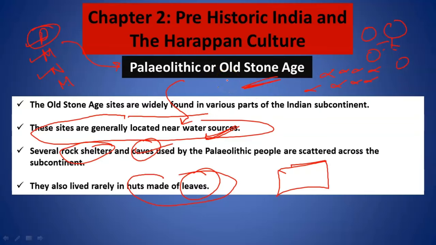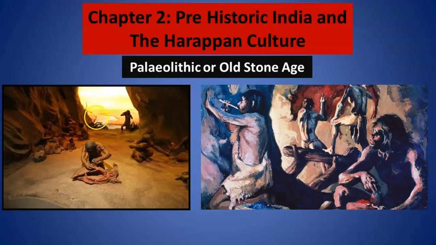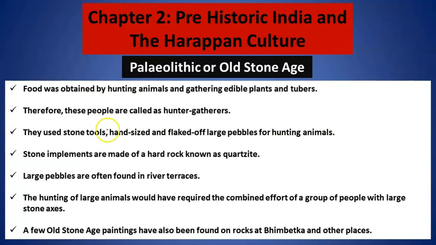I hope you guys are able to imagine. If not, let us have this picture. You can see this cave. People are staying over here and they are hunting animals and they are eating. When they were free, they used to draw inside the caves also for passing their time. All right. So food was obtained by hunting animals and gathering edible plants. That is why they are not agriculture people. They are not farmers. They are hunter gatherers.